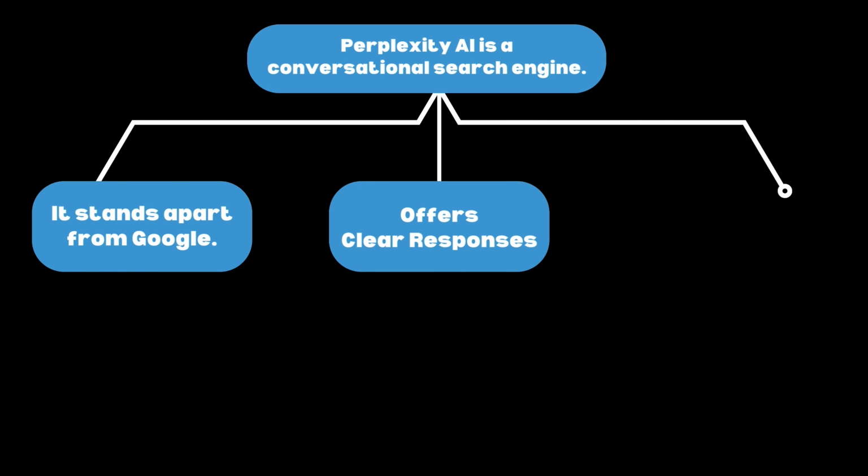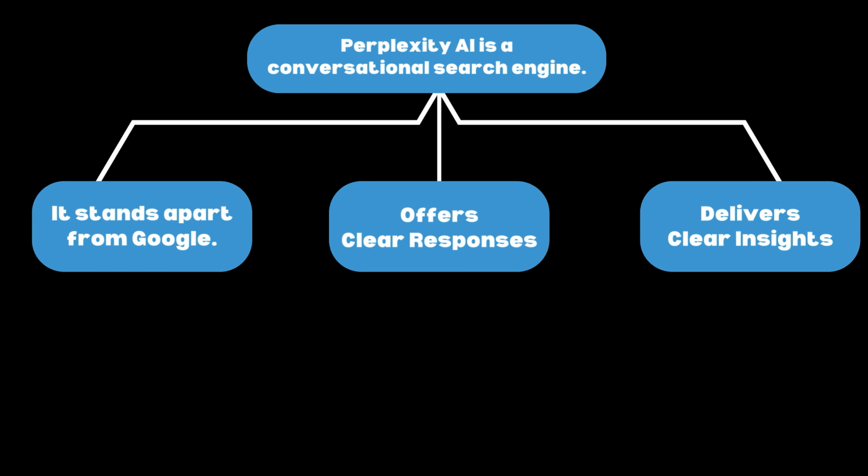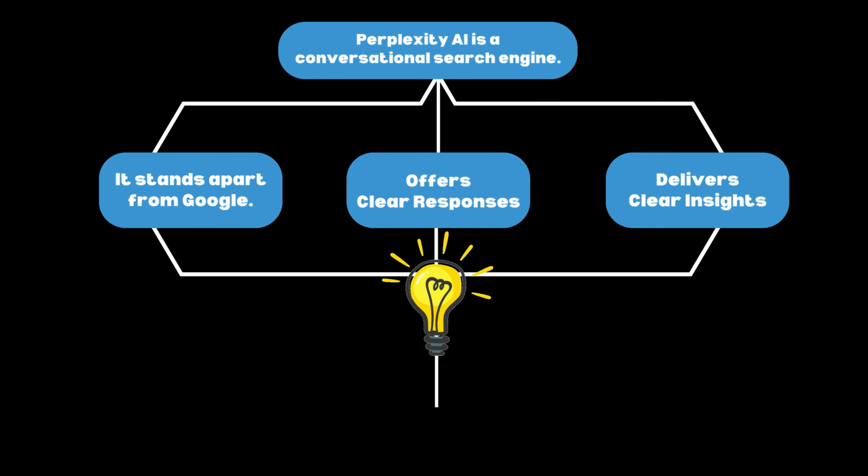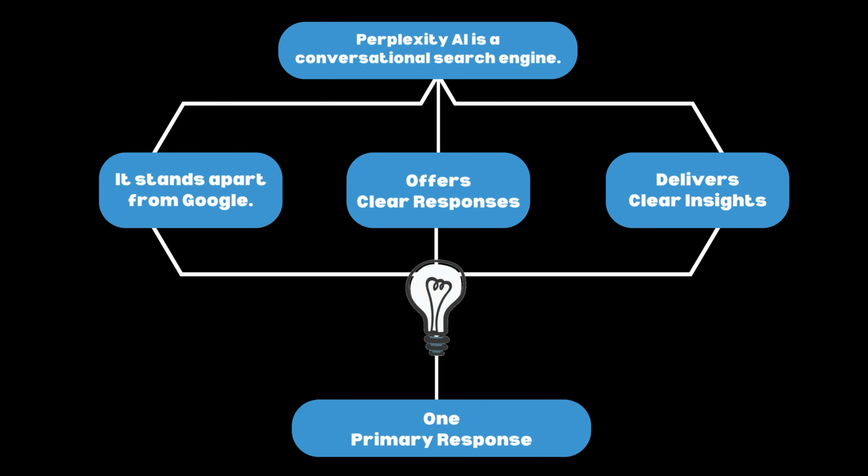Perplexity AI stands apart from Google. It is a conversational search engine. It offers clear and direct responses and delivers clear insights, and then combines all of them to give one primary response. Let's start with the basics, searching and using focus. Perplexity allows you to refine your searches dynamically, making it easier to find exactly what you need. I'll show you how to enter effective queries that yield the best results.